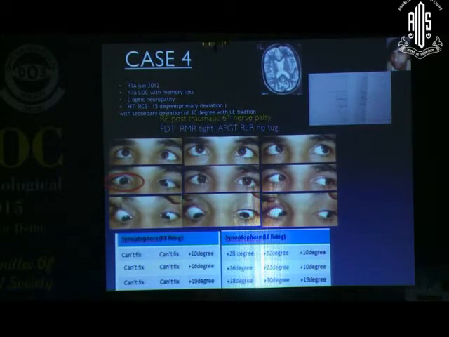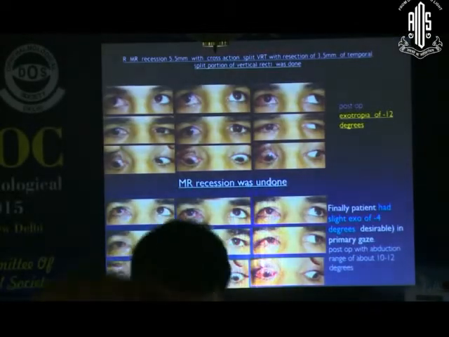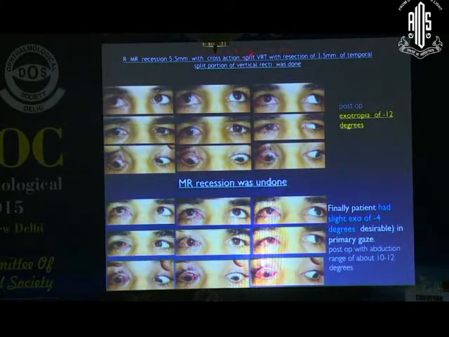Now, this is another patient of post-traumatic sixth nerve palsy. The eye was not going past midline. We decided on a transposition procedure in this patient. So now we did what? FDT was tight, AFGT was absent. So we did an MR recession with cross-action split VRT with a resection of 3.5 mm of the temporal split portion of the vertical recti. Now you see, post-op, there was exotropia of minus 12 degrees. So it was quite significant. So we had to undo the MR recession, and finally the patient achieved a slight exo of minus 4 degrees, which was quite desirable for our case.